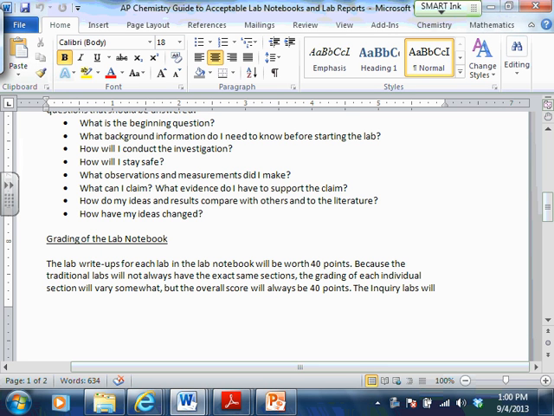How will I conduct the investigation, the actual procedure? You should have written that up before we started the lab, and how will I stay safe? Hopefully you have those sections in there already. Okay. What observations and measurements did I make? You need to figure out a way to organize your data into an easily readable data table, complete with a title, units, and legible numbers.